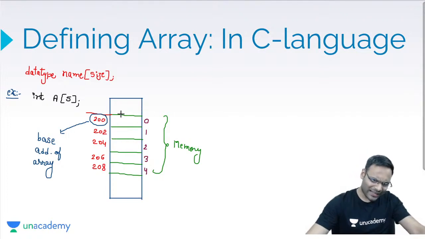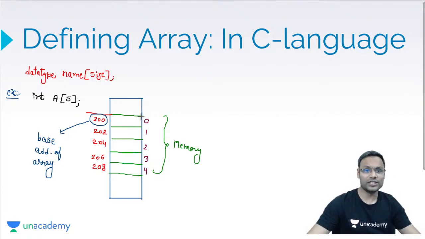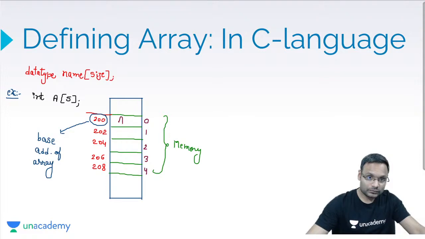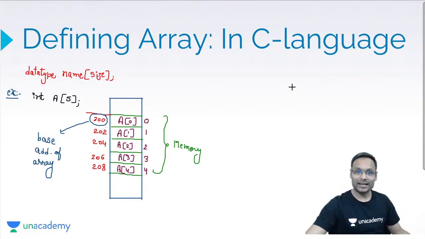Right? How do you access the element at index 0? Array name and in the square bracket 0. That's how you access the element: array name in the square bracket, index of that element. Like this way you can access.